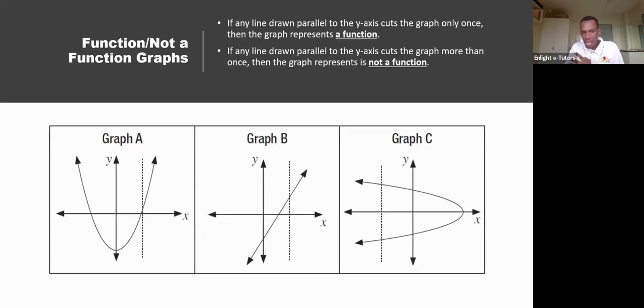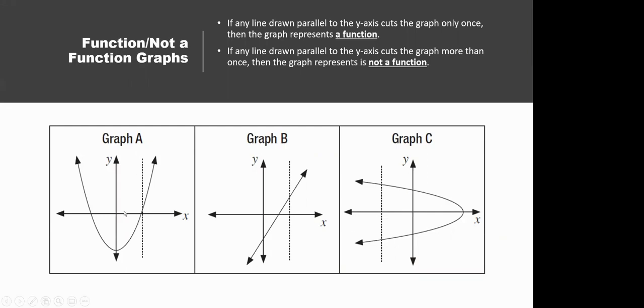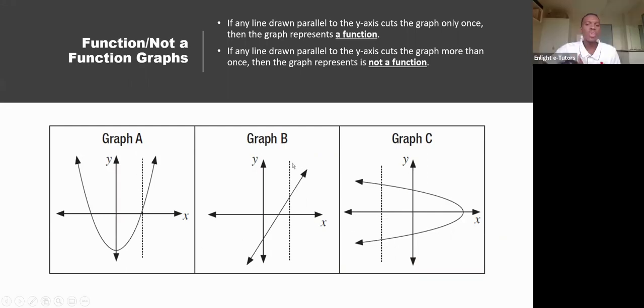Example here: we have graph A, which is a quadratic graph, and graph B, which is a straight line, and graph C, also a quadratic. If you look at the dotted line, that is what we call the vertical line test. If you look at graph A, it cuts the graph once. Understand? If you look at graph B, it also cuts the graph once. But when you look at graph C, it doesn't cut the graph once. It cuts how many times? Twice, which means graph C is not a function. So whatever rule applies to function graphs doesn't apply to C. You understand?